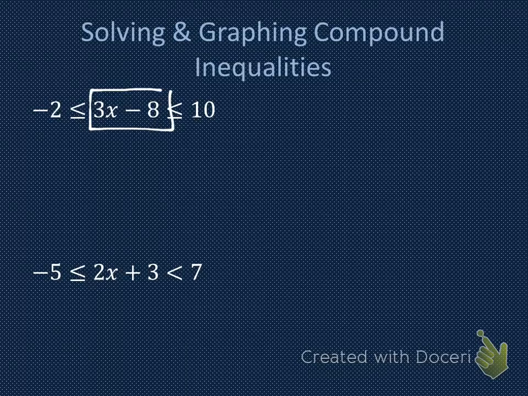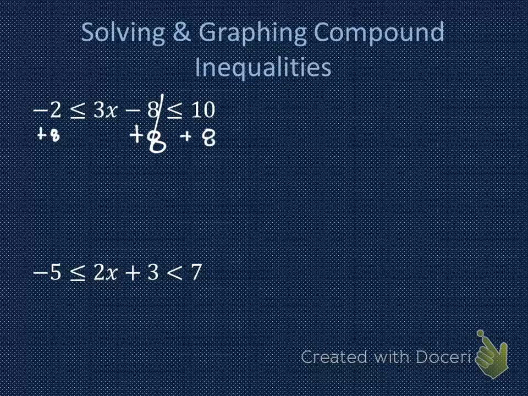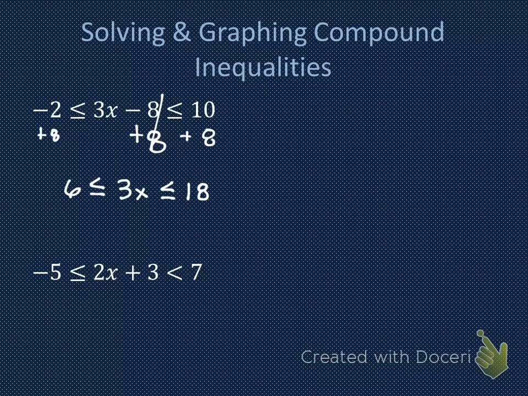So if I'm trying to solve for x here, what would you do first, William? Add 8. What happens is that 8 cancels out in the middle, and I have to add it to both the front and the back. So I put plus 8 here and plus 8 here. You put it on either side of the inequality. So negative 2 plus 8 is 6, is less than or equal to 3x, is less than or equal to 18. Now I'm still trying to get x by itself, so Courtney, what would I do?